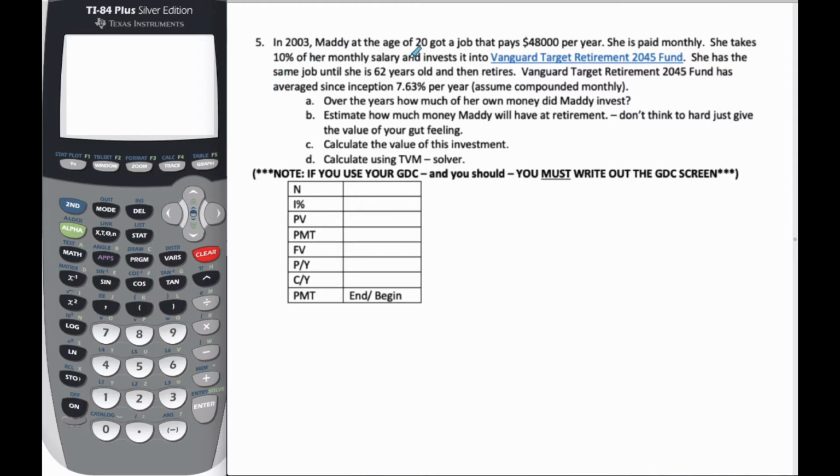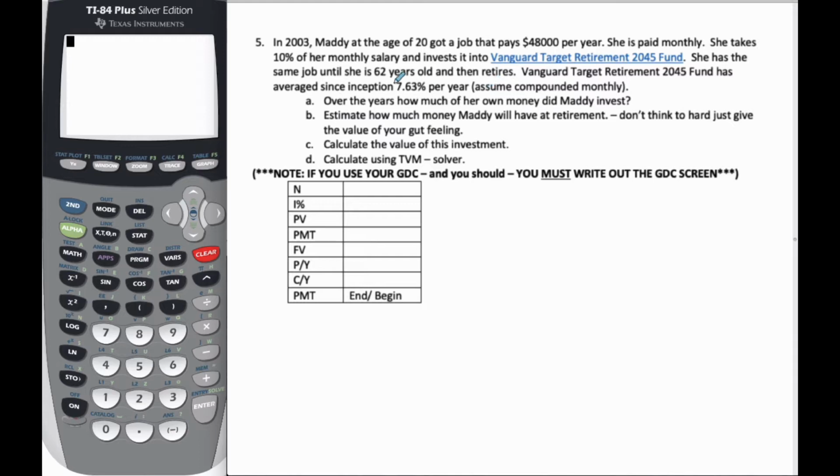Maddie at the age of 20 got a job that pays $48,000 per year, and she's paid monthly. She takes 10% of her monthly salary and invests it into this particular retirement fund. And she's very smart. This is very good life planning, to take 10% of your salary and invest it forever and never touch it till you retire. She has the same job until she's 62 and retires.